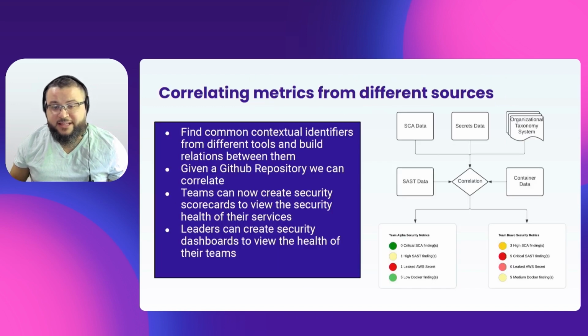Now that we have theoretically built a security metrics framework, we can theoretically correlate metrics from different sources. We can use common contextual identifiers from different tools and build relations between them. In this example, we are collecting metrics from our SCA, secret, SAST, container security tooling, and our organizational taxonomy system, or who owns what. This allows us to build team scorecards so that teams can measure their security hygiene and stakeholders can measure the security hygiene of all teams.